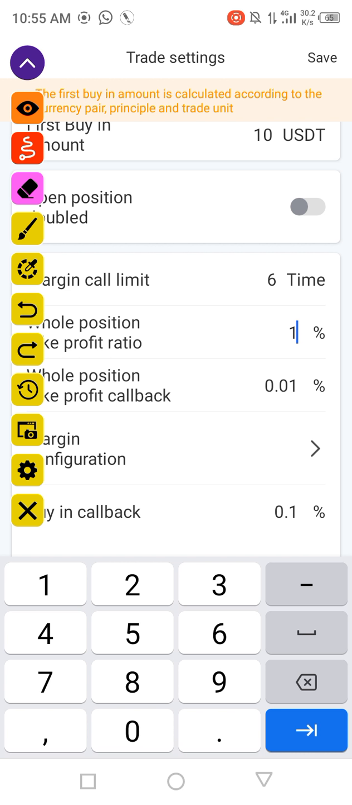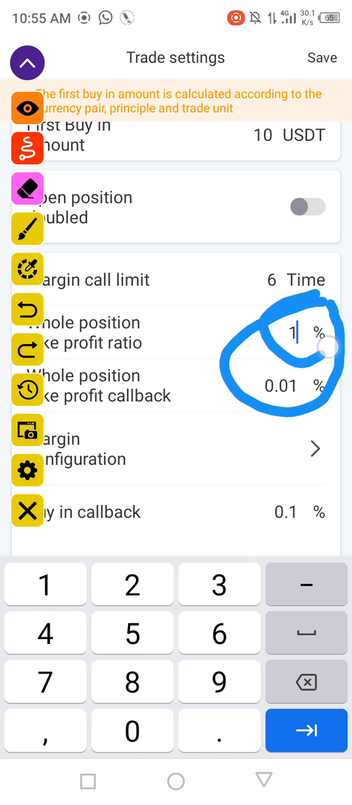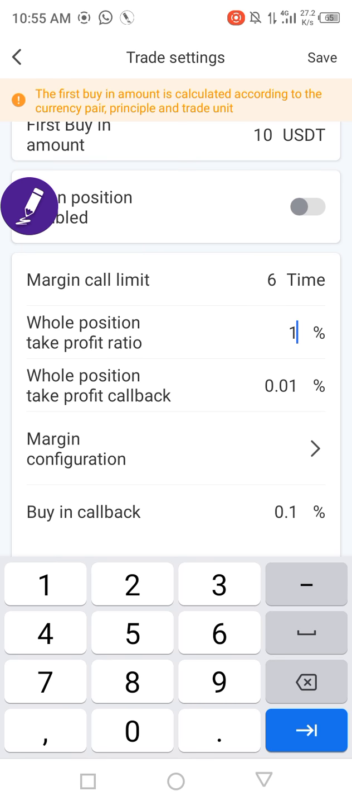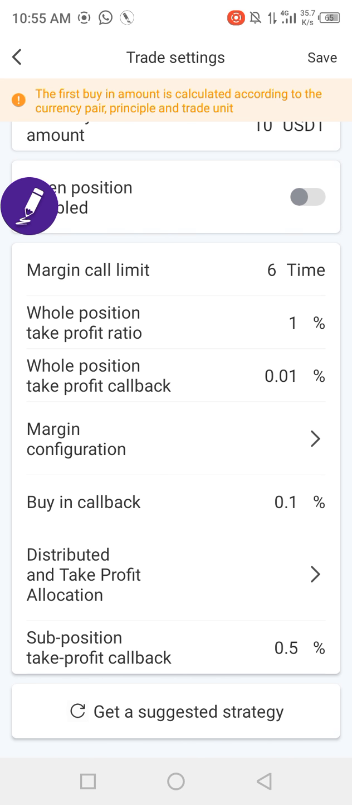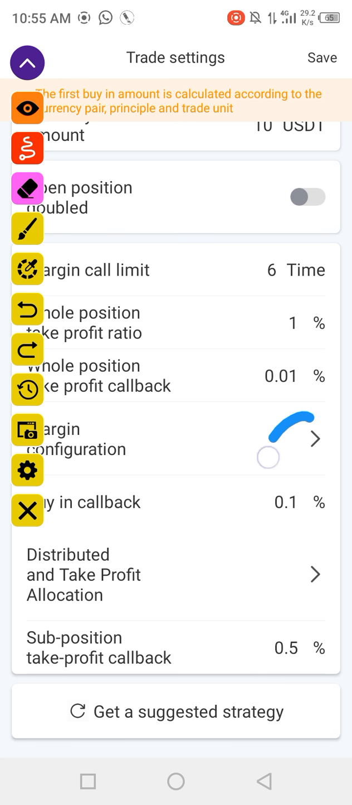I hope you understand this whole position take profit ratio and whole position profit callback is very important. This one is the profit range. This one is the callback to execute a trade when the percentage increase is reducing. The next one is margin configuration. I'll take margin configuration last.